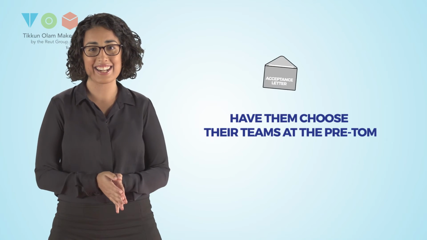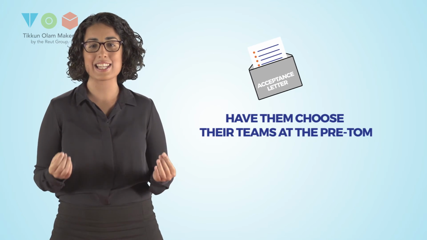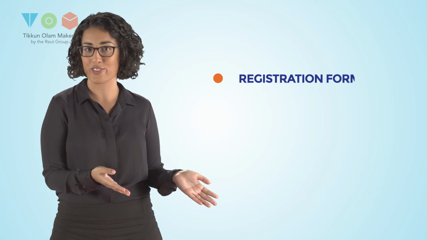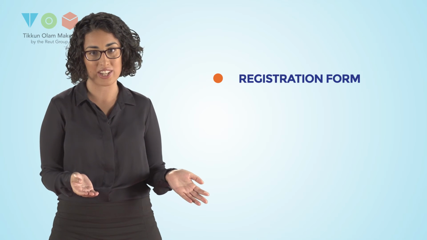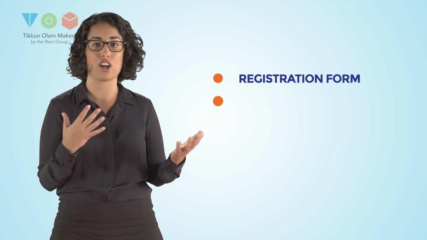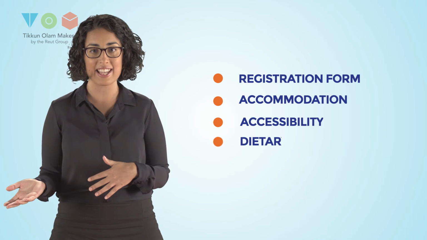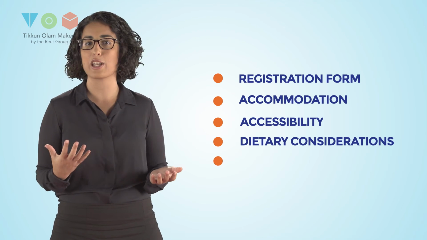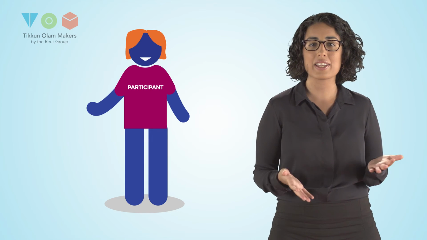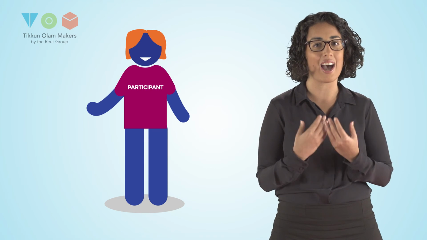After the meeting, send out acceptance letters to the applicants. An acceptance letter includes a link to the registration form where applicants confirm participation, add required information such as accommodation, accessibility, or dietary considerations, and pay any participation fee. An applicant who has completed their registration form becomes a participant.